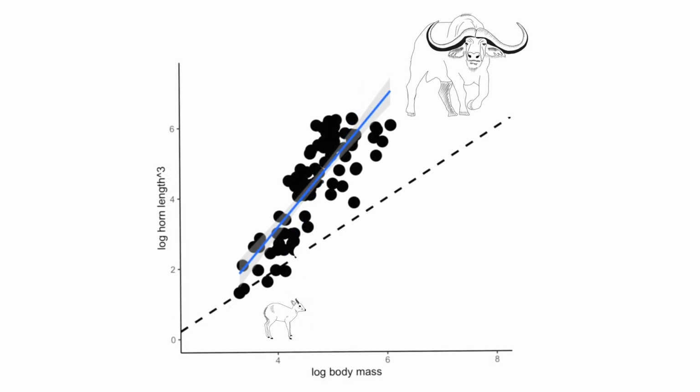And a remarkably similar pattern is found across species of bovids, which have horns instead of antlers, a very different structure. So why is it that larger species invest disproportionately more in sexually selected traits compared to smaller species? How can these large species afford the apparent increased costs to bear disproportionately large structures compared to small ones?